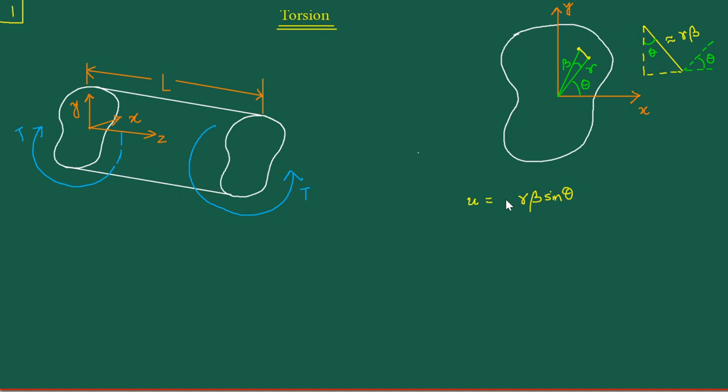Similarly, the displacement along the y direction, that will be given by this vertical dashed line, and that will be given by r beta cos theta. Now you please note that what is this r sine theta? That r sine theta, is it not simply y? So this is nothing but minus y beta. Similarly, this r cos theta over here, that is simply x. So this becomes x beta.